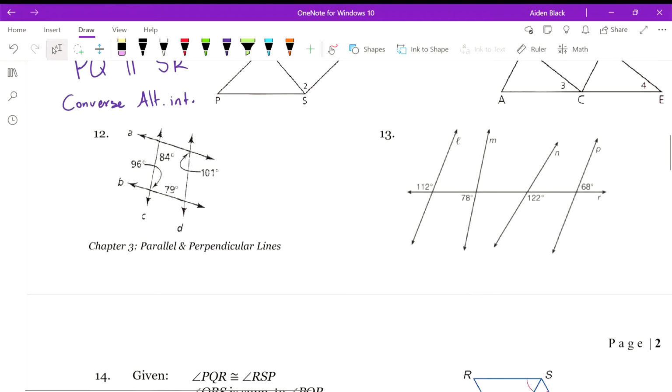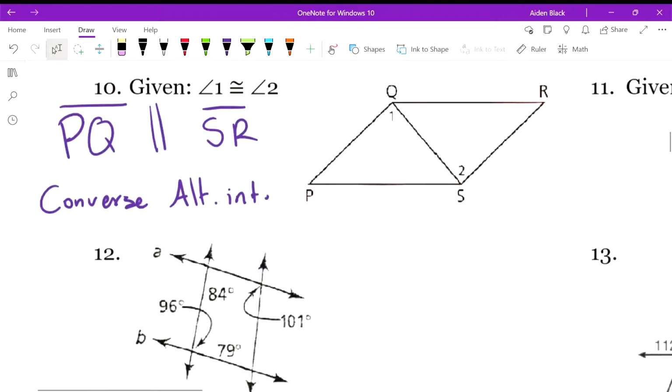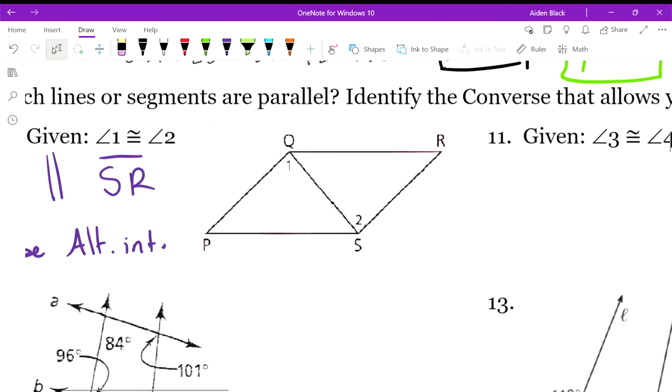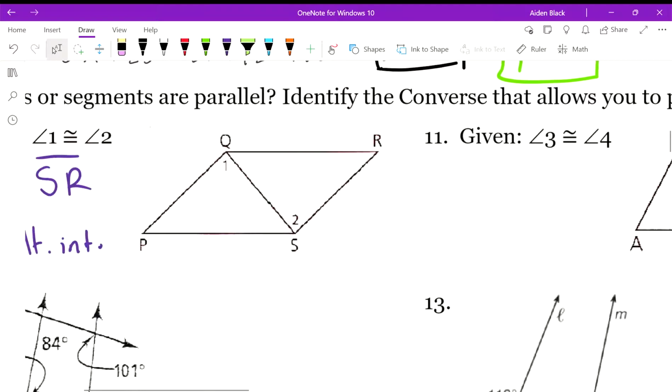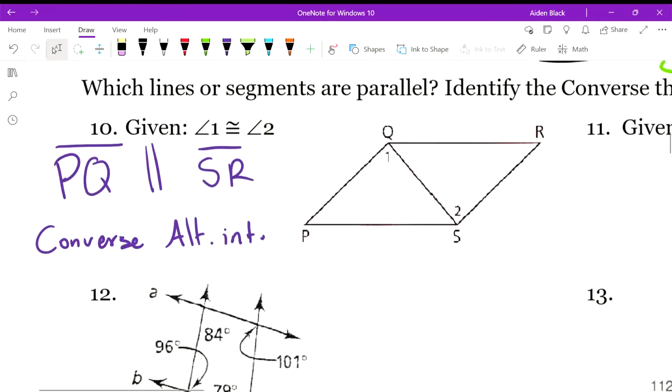Alright, question 12 here. Which lines or segments are parallel? Identify the converse that allows you to say so.